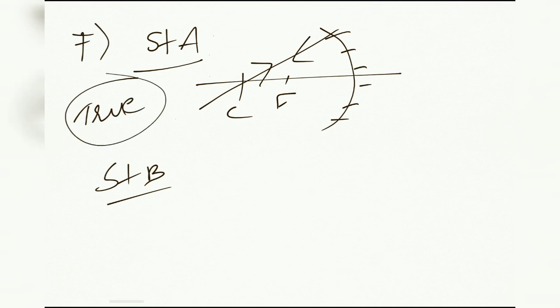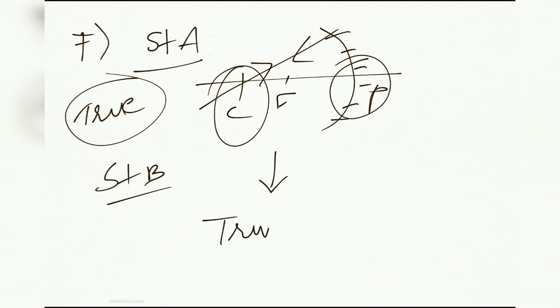Okay, now we will see statement B. Center of curvature and pole of the spherical mirror lie on the principal axis. See here, the center of curvature and the pole, this is the pole, all lie on the principal axis. So no need to draw a separate figure for this. By that only I am able to tell that statement B is also true, and both are true. So option A would be correct for this.